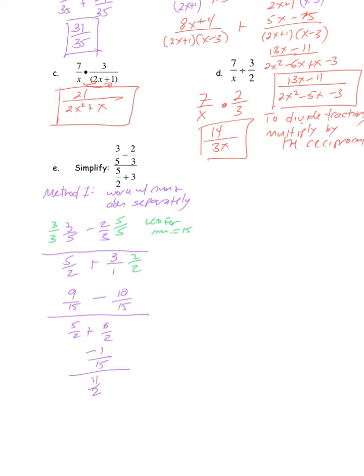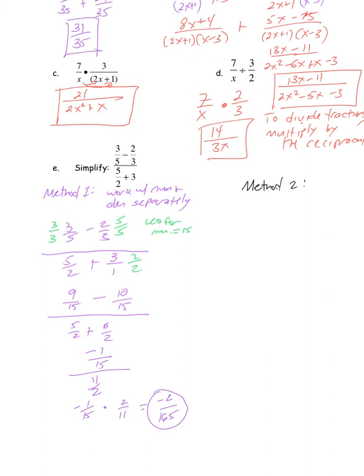We're dividing fractions, easy as pie. Flip the second and multiply. So I'm going to find the reciprocal of the denominator. So I have -1/15 times 2/11, and that's going to be -2/165. Okay, method 2. And you can use whichever method you like. Sometimes one method is more efficient than the other.